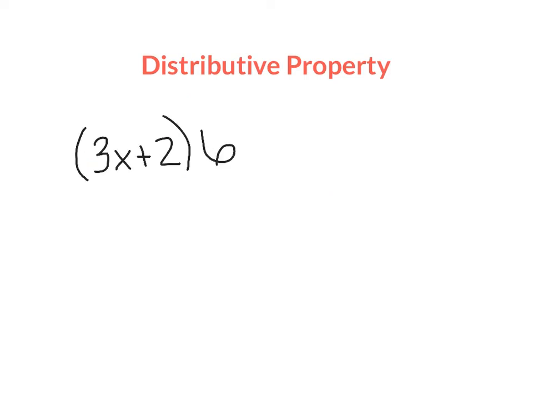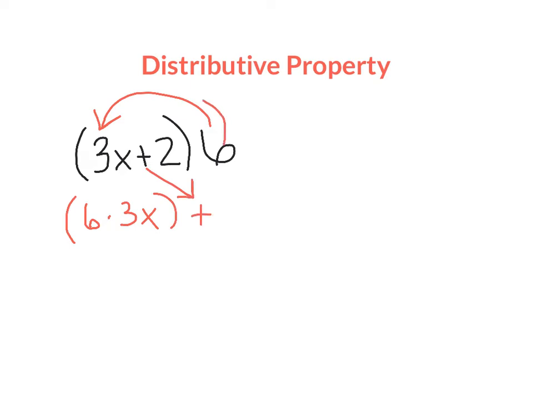This example has the 6 at the front of the parentheses. That's okay, we still solve it the same basic way. We are still distributing the 6 to everything inside the parentheses. So our first distribution will be 6 times 3x. This time we have a plus sign, so we're going to bring down the plus sign.